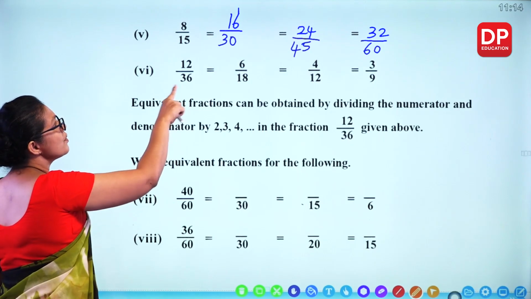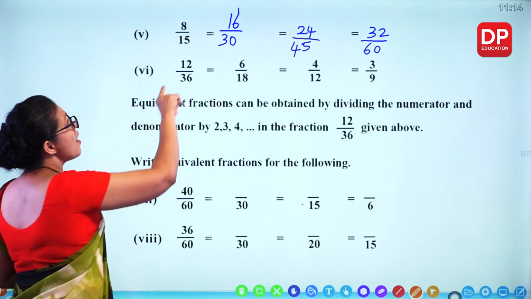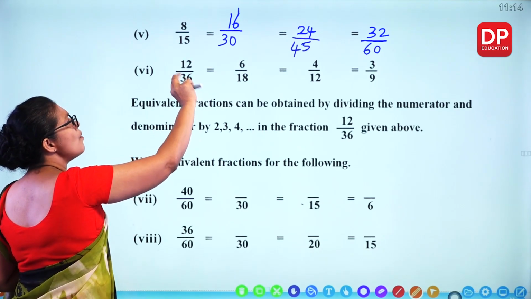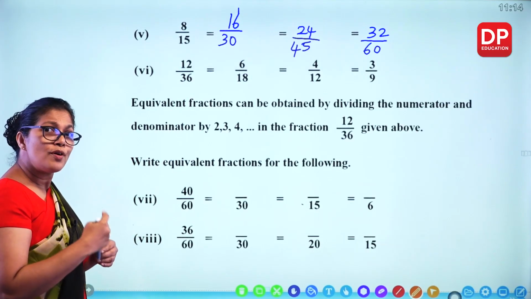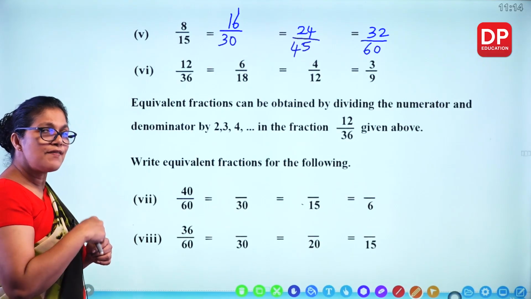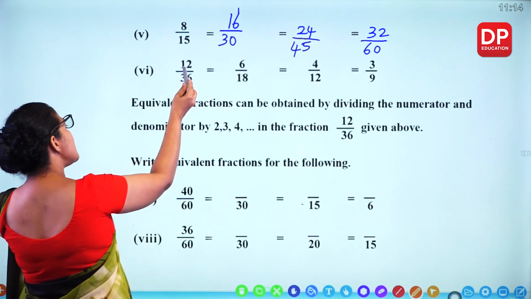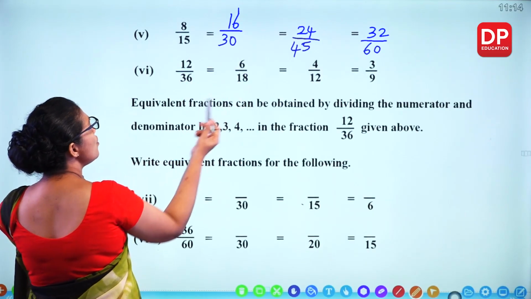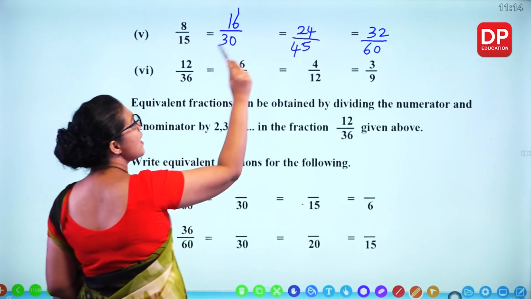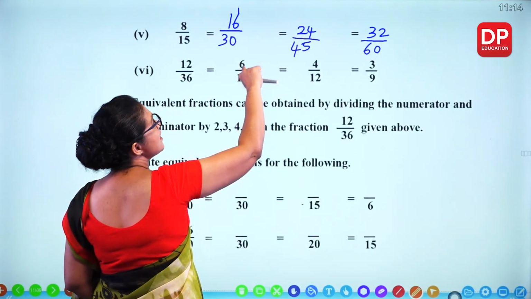Now, take this one, you are getting a bigger one. Now, when you multiply, you get a bigger number. So, now you can do division. When you divide this by 2, you get 6. 36 divided by 2, you get 18. Again, you can divide by 2. You get here to here also.